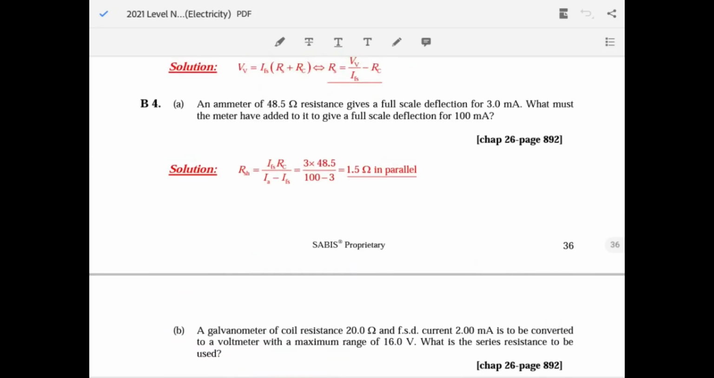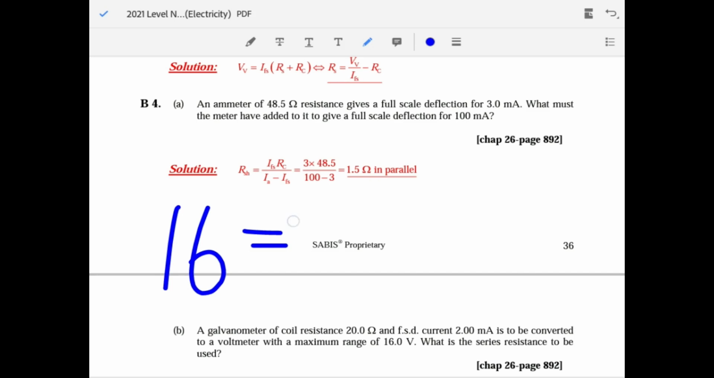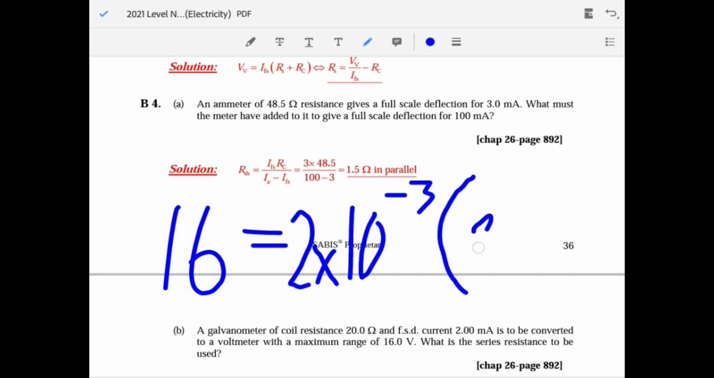So you're given this. So 16 is equal to, what was it? V equals IR. So what's I? 2 times 10 power minus 3. And then R is 20 plus R, because there are 2 resistors. Anytime you hear voltmeter, you can just quickly think of it. 20 plus R. So now you do the math.